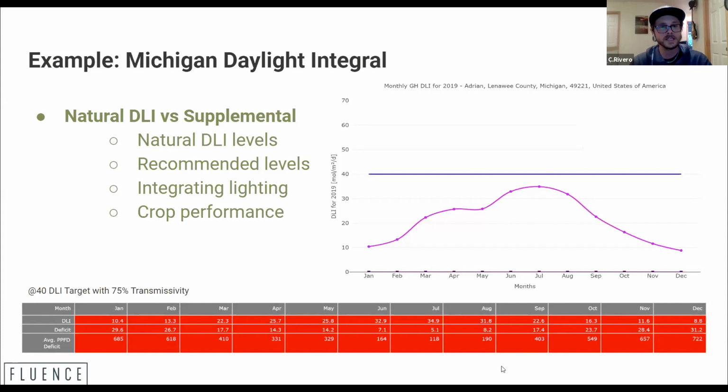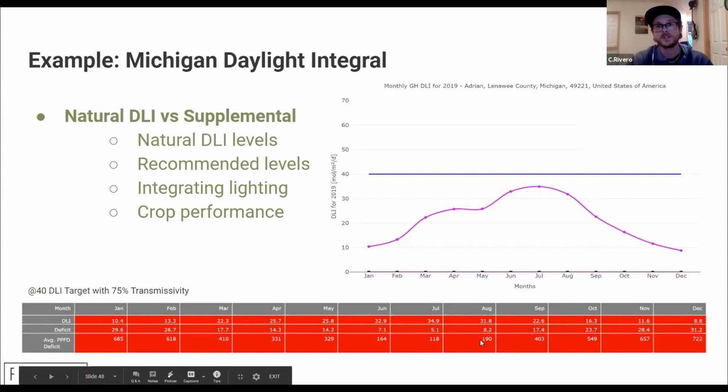As you can see, each month we have to make up quite a bit of PPFD to reach our target amount. There are 0 months out of the year where you're going to be naturally getting the sunlight that you need, and in some months you need quite a bit more.